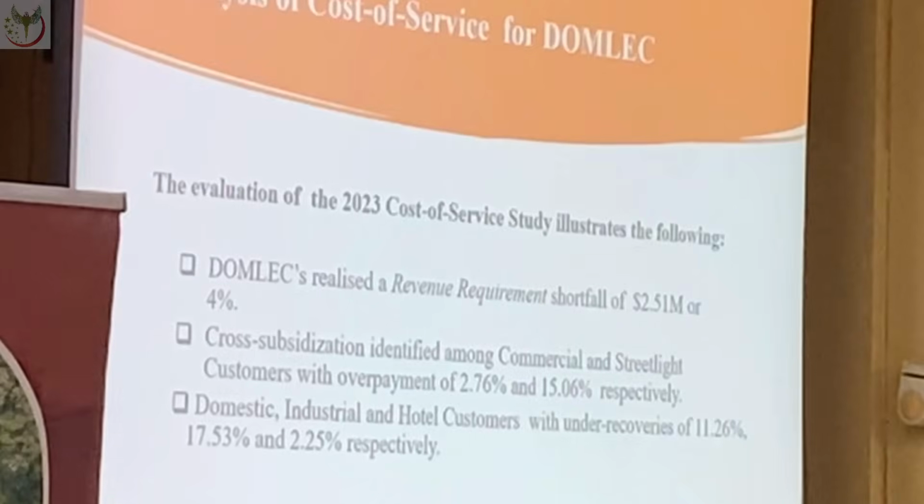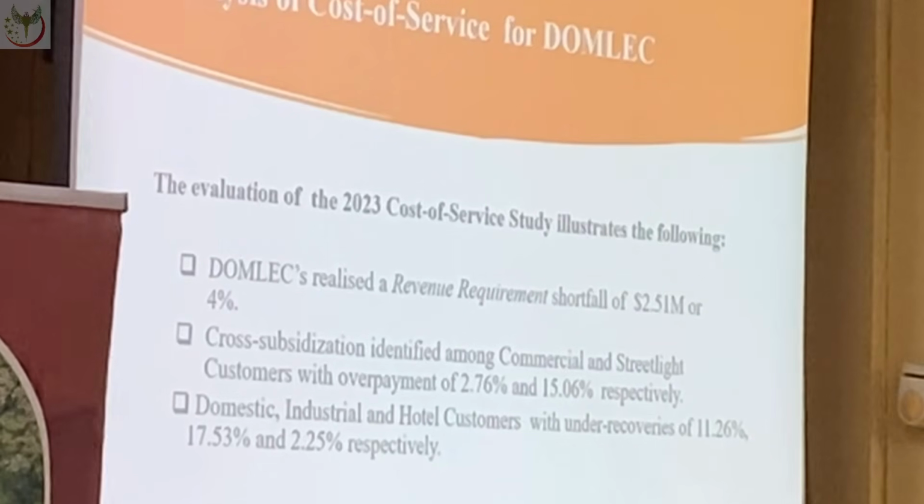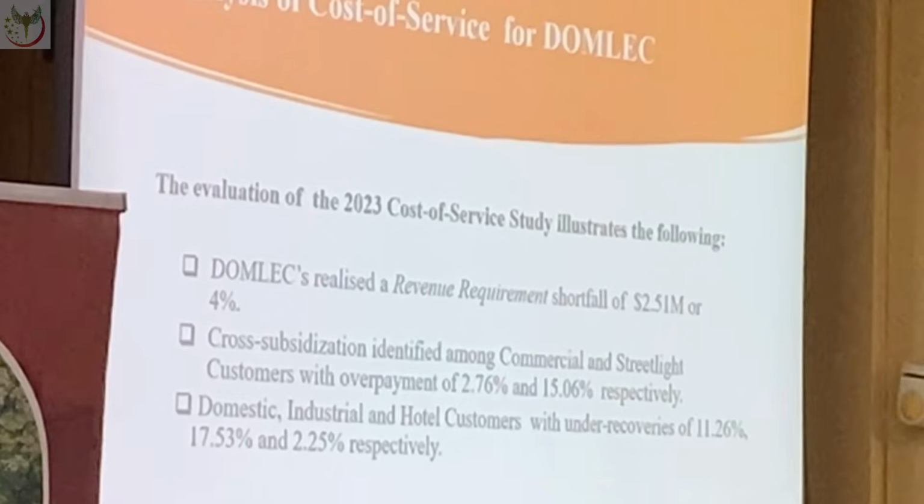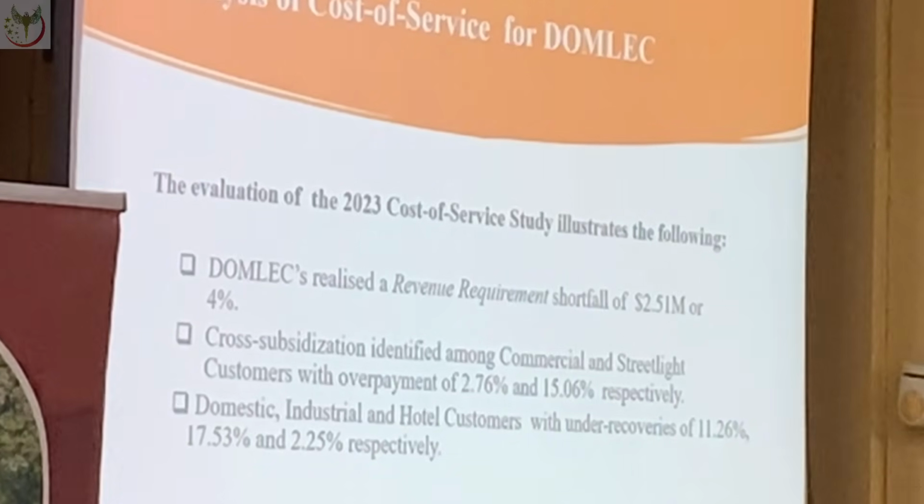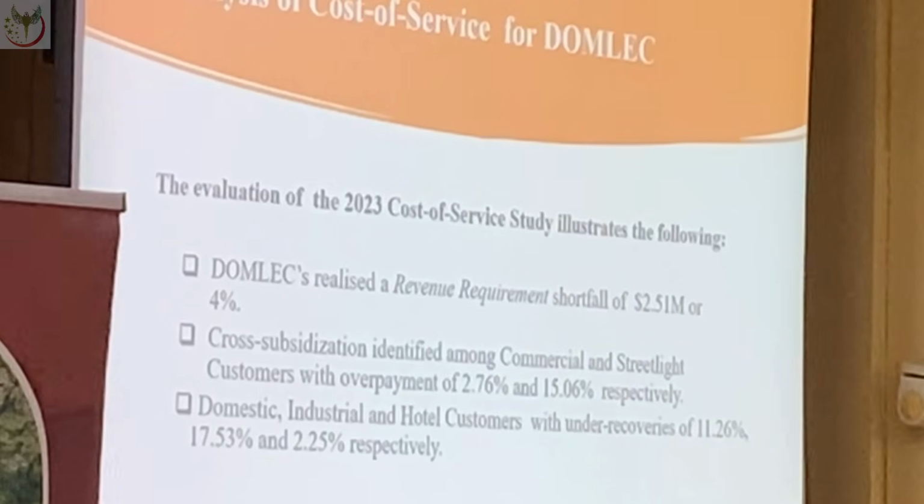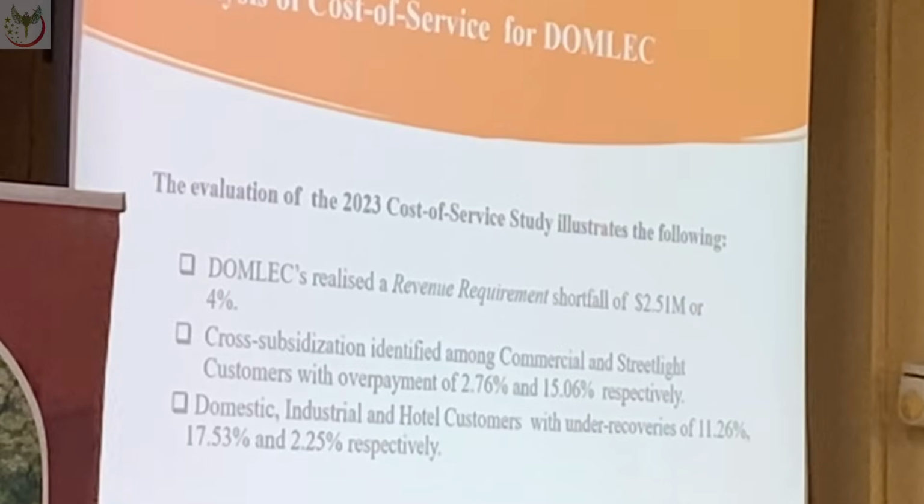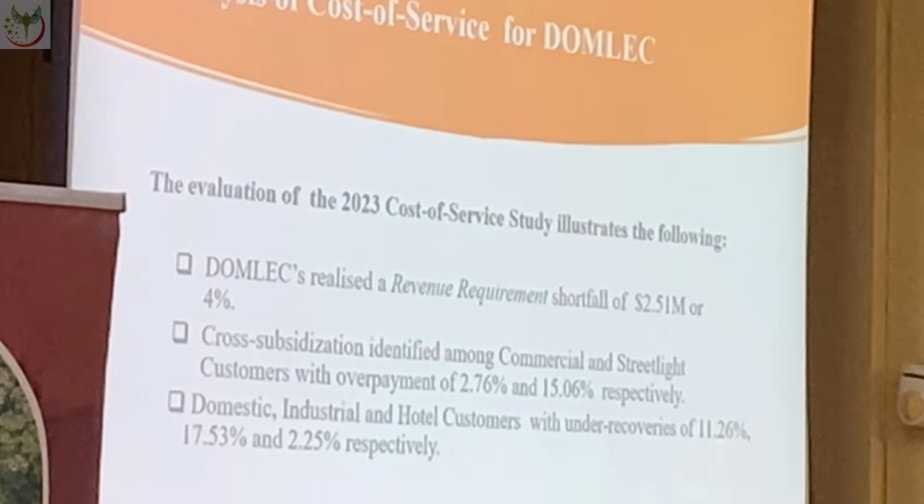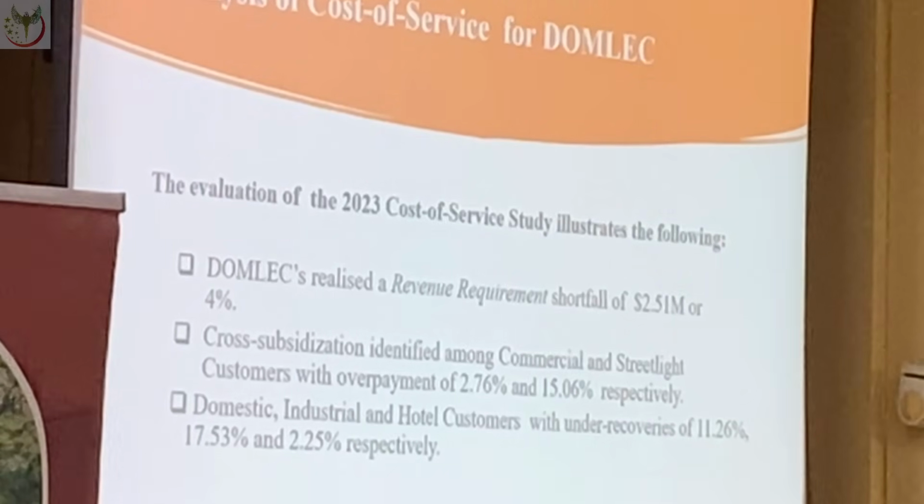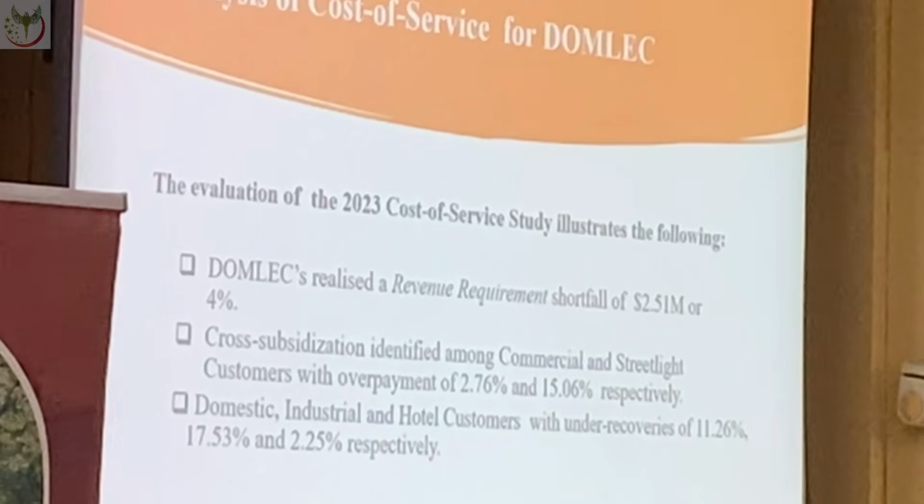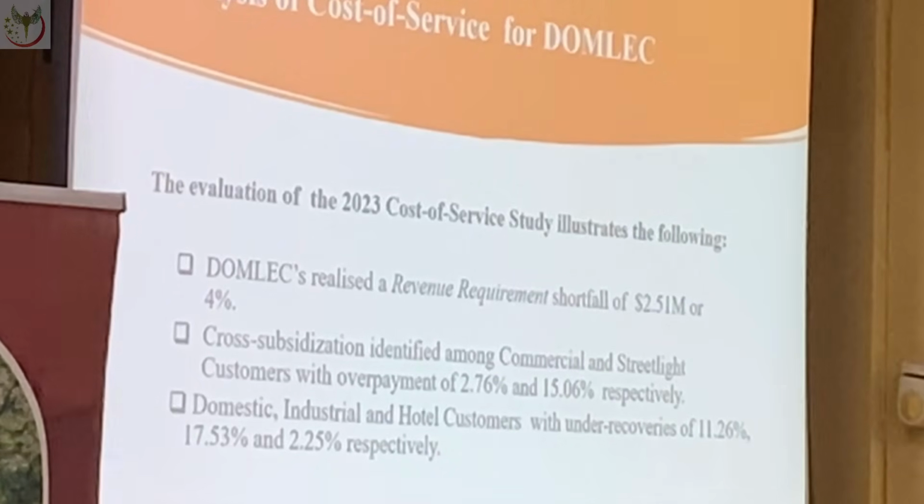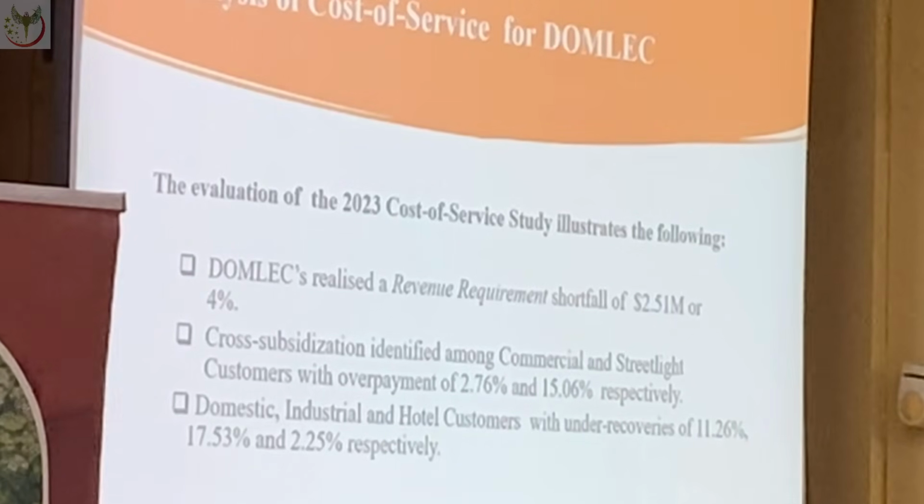Now, the analysis. The cost of service provides an accurate representation of DOMLEC costs of delivering electricity for customer group. Accordingly, the company is able to align rates more precisely across customer classes, particularly where adjustments are needed the most. So DOMLEC's revenue requirement exhibits a shortfall of $2.5 million or 4%. As I said, this difference is as a result of the cost of service study as at the year 2023 and the test year data for the base revenue as at 2023.